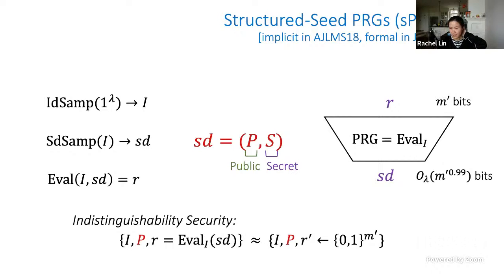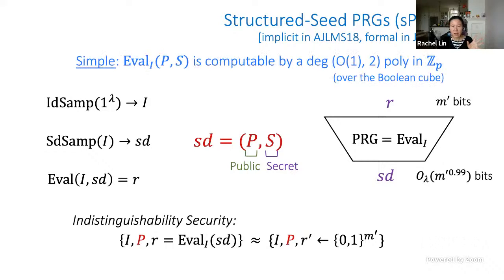And the indistinguishability security now says that even given the public seed, the output of the PRG shall be pseudorandom. Now, degree 2.5 means that this evaluation can be done by a polynomial that has constant degree in the public seed P and only degree 2 in the secret seed S over the Boolean cube. So at first glance, it's strange: why does this public seed help at all?